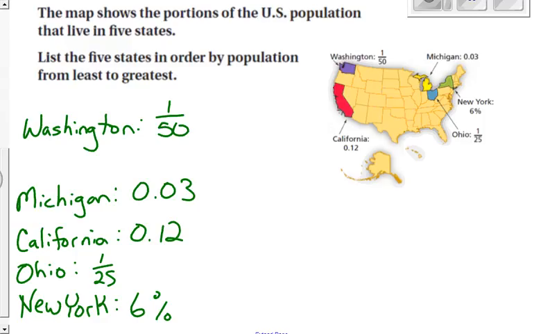So the easiest way for us to solve this problem is we can change them all to fractions, or we can change them all to decimals. If we change them all to fractions, we can simply make them all out of 100. So for Washington, we know we're going to have a denominator of 100. 50 times what gives me 100? Well, we know that's 2. So we multiply the top by 2, and we get 1 times 2, which is 2 out of 100.